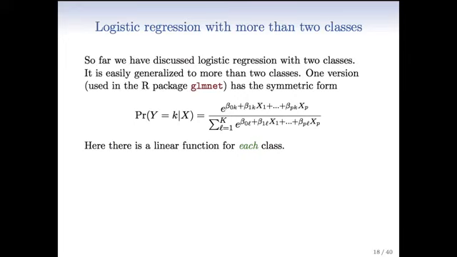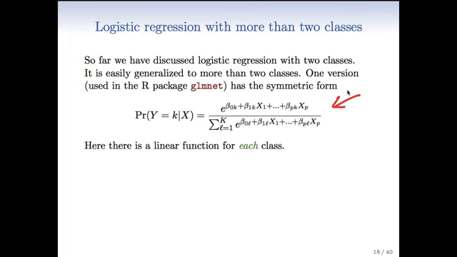Okay, what if we have more than 2 classes? Can we still do logistic regression? Well, we can. It easily generalizes to more than 2 classes. There are various ways of doing this, and one version, which is how we do it in the glmnet package in R, which you'll be learning more about, is we have this exponential form that we saw before, but modified for multiple classes.